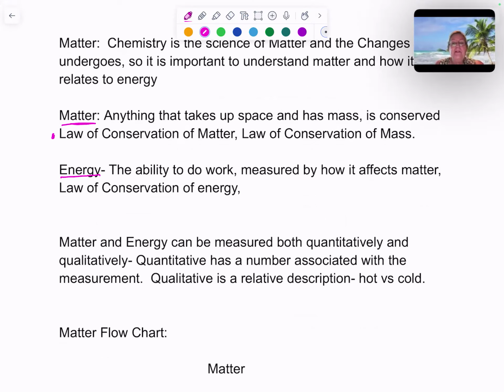Okay, so matter and energy can be measured both quantitatively and qualitatively. Quantitatively has a number, like 10 grams. Qualitative is a relative description: hot, cold, big, small. 10 grams would be called light.